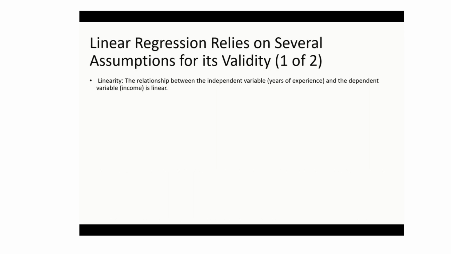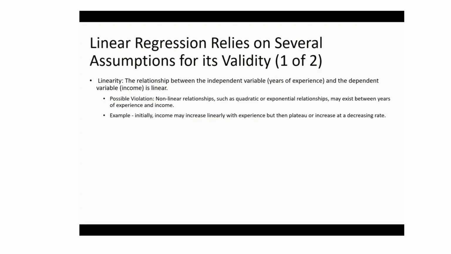Linear regression relies on several assumptions, the first being linearity. The relationship between the independent variable, years of experience, and the dependent variable, income, is linear. Violations could occur when there's a nonlinear relationship. So, for example, quadratic or exponential relationships may exist between years of experience and income. An example, practically, is if initially income may increase linearly with experience, but then plateau or increase more slowly over time.